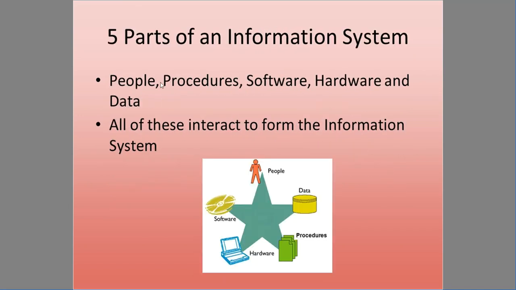So that's essentially the 5 parts of the information system. As we've just discussed, we have the people, the procedures, the software, the hardware, and the data. And all of them interact in order to help form the information system. So it's important not to think of the information system as just one individual computer program. What we are thinking about instead is the whole business or school that brings all this data together for this particular purpose.